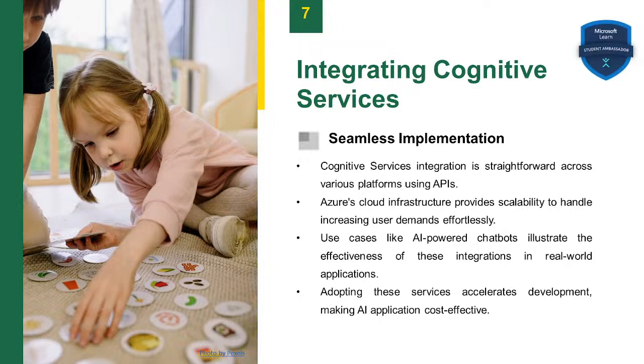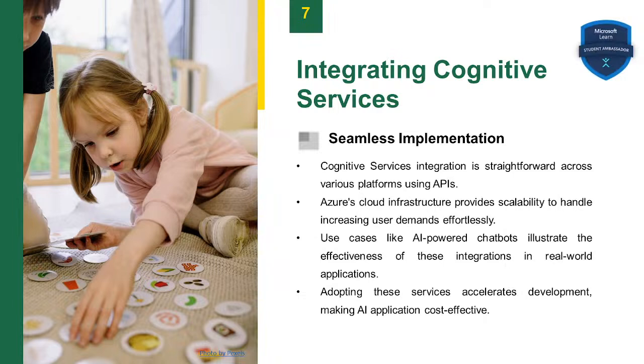One of the key benefits of using cognitive services is that they are cloud native. This means you don't have to worry about infrastructure management or scaling. The services automatically scale to meet your needs as your application grows. By integrating cognitive services, you can leverage powerful AI capabilities like vision, speech, language, decision making, and search without building complex AI models from scratch. This saves both time and resources in the development process.